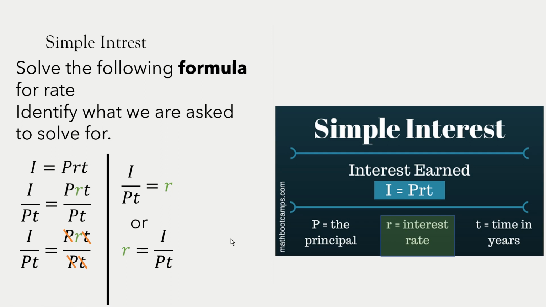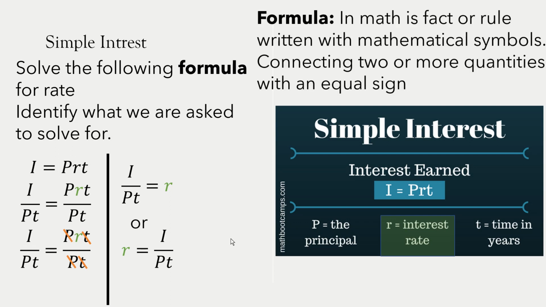So it's just isolating. So you're probably asking, why do we want to rearrange it right now? We'll come to that in a little bit. Okay? So this is just a general understanding of what we're doing. We're actually given a known formula. So let us continue. A formula in math is a fact or rule written with mathematical symbols connecting two or more quantities with an equal sign. Equal sign, two or more quantities: interest, principal, rate, time. So, mathematical symbols. Notice a formula does not include a lot of numbers. It's symbols. So it's something we've been dealing with for a little bit.